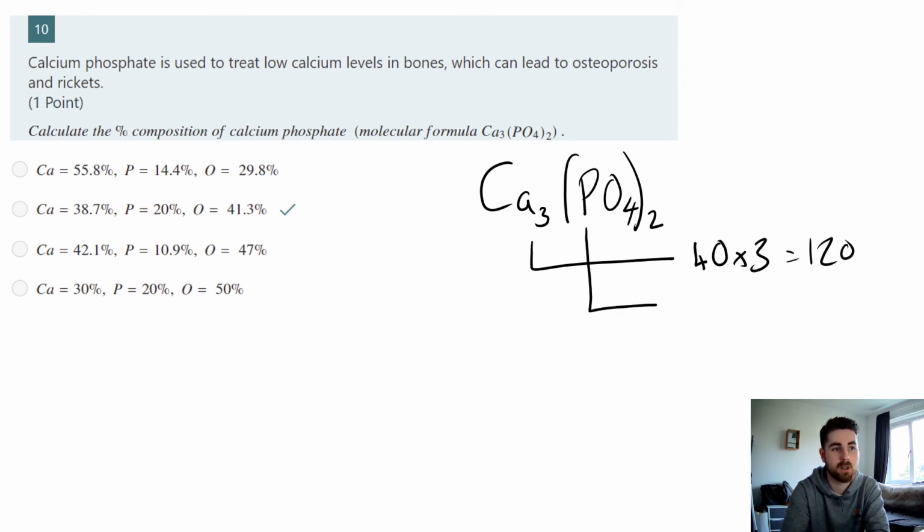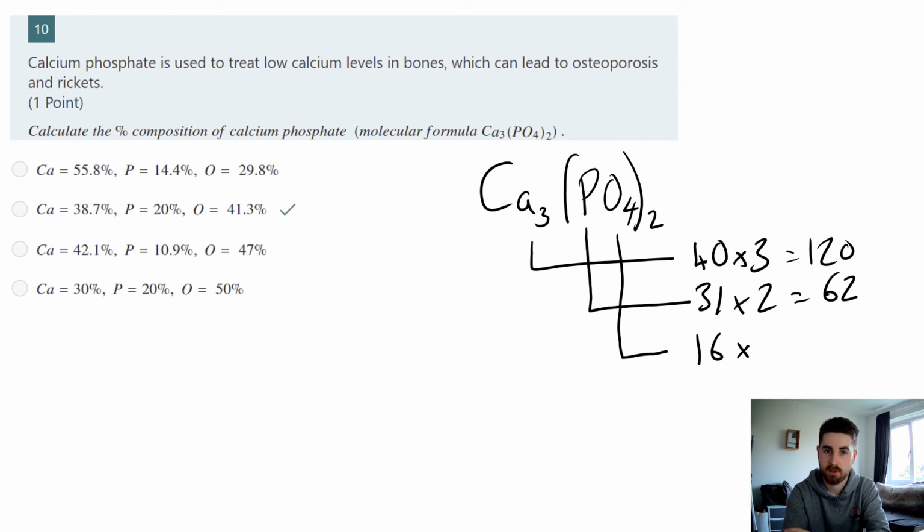We've got 1 phosphorus atom within the bracket, but we're multiplying that whole bracket by 2. So we end up with 2 phosphorus atoms, which is 31 times 2, so that's 62 grams. And you've got 4 oxygen atoms within the bracket, but we're multiplying that bracket by 2, as was stated before. So we need to do 16 multiplied by 4 times 2 is 8, multiplied by 8, which gives you 128. So if we add those numbers up, 120 plus 62 plus 128 gives you a GFM of 310 grams.